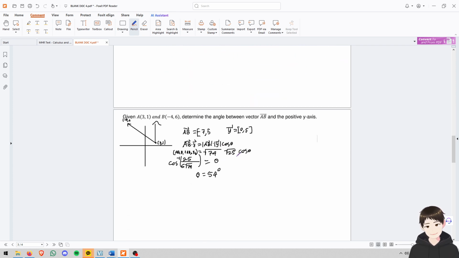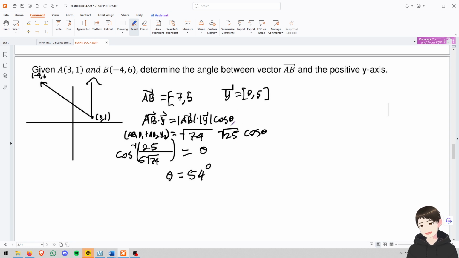Last question. Again, I don't know where this is coming from, but let me see if I can confirm this solution. Given A is 3, 1, yes, that's about right, and B is negative 4, 6, these are points, not vectors. Determine the angle between vector AB and the positive y-axis. So it's looking for the angle here or here, but because of the parallel line theorem, I could just figure that out.